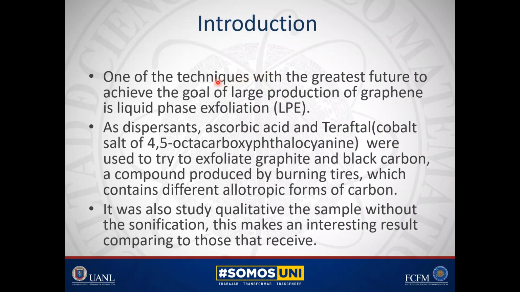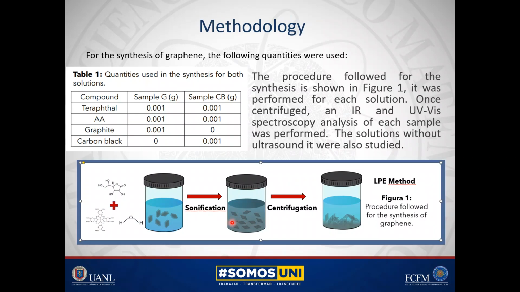To resolve this problem, one of the techniques with the greatest future to achieve the goal of large production of graphene is liquid phase exfoliation. It's a method where we use ascorbic acid and terephthalate as dispersants to try to exfoliate graphite and black carbon, a compound produced by burning times which contain different allotropic forms of carbon. We also studied samples without sonification. This makes an interesting result compared to those that received it.